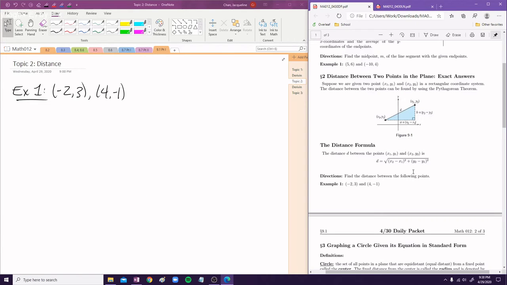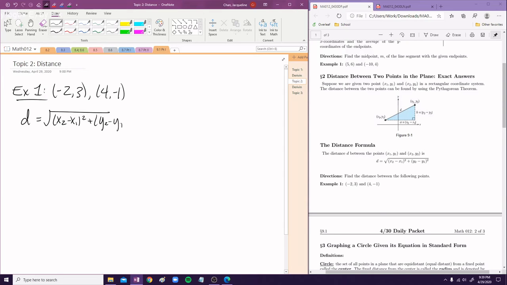So now that we've derived the distance formula, we can apply it by doing an example. The directions say find the distance between the following points. In our example, our points are -2, 3 and 4, -1. So first things first, write the general distance formula. The general distance formula is x2 minus x1 quantity squared plus y2 minus y1 quantity squared, and all this under the whole square root.